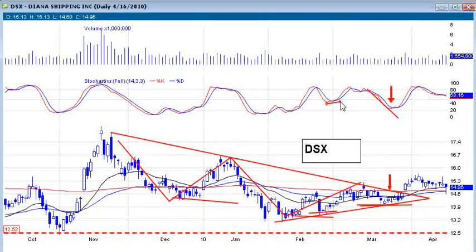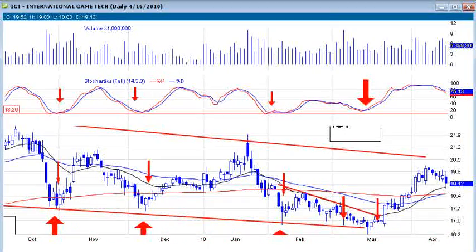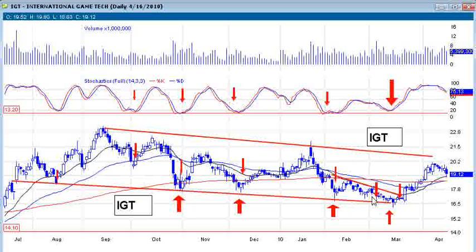So stochastics are making a new low here, a recent low here and a new low here, but the price is not making a new low, so it's a divergence, and that's a great signal. They start getting in, and that's the move you're going to get from that. So DSX is another good example of that. IGT was an example of a channel and buying on a lower trend line.